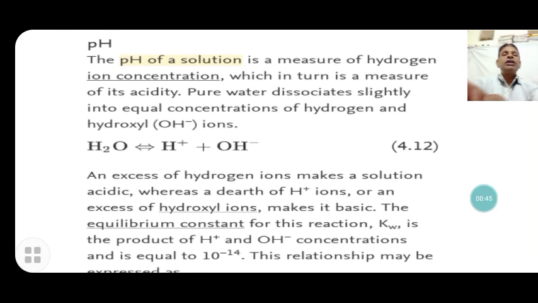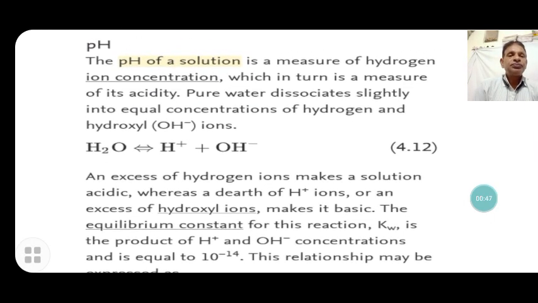First, we try to define pH. What is pH? The pH of a solution is a measure of the hydrogen ion concentration. It directly measures the hydrogen ion concentration, which in turn is a measure of the acidity of a solution. Now, pure water dissociates slightly into equal concentrations of hydrogen and hydroxyl ions. Here, water is slightly dissociated into hydrogen ion and hydroxide ion.